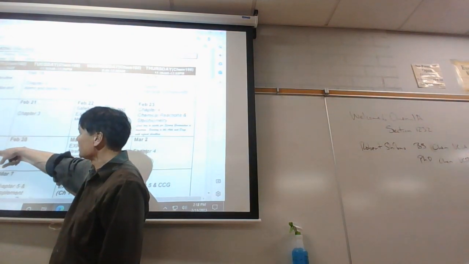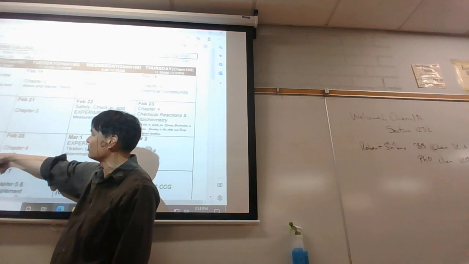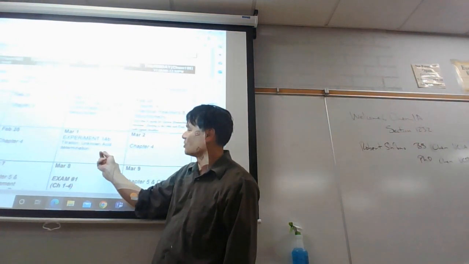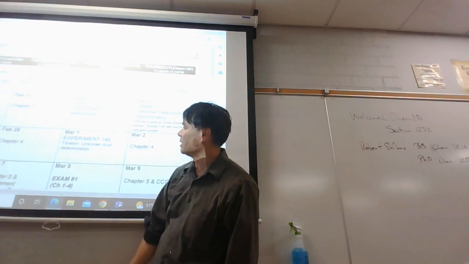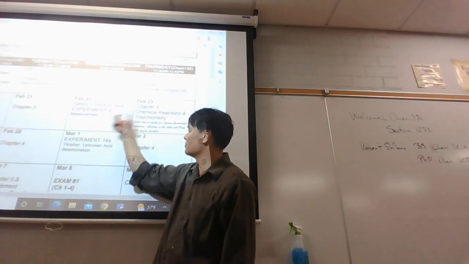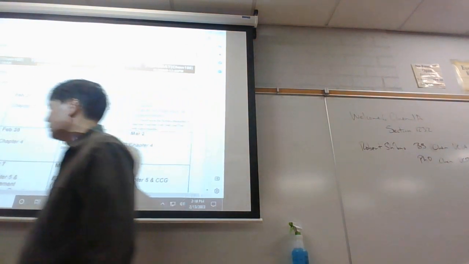On Monday, we'll start the titration. Here we're using oxalic acid. So we're going to titrate oxalic acid with sodium hydroxide. That's day 1. Day 2, we're going to titrate an unknown acid with sodium hydroxide. And we're also starting chapter 4 here in this region. Our first test isn't going to be until the 4th week.